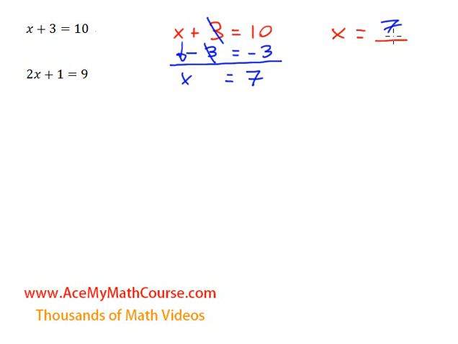If we wanted to check, I can plug the 7 back in for x. 7 plus 3 is 10. 10 equals 10, so we're right. That is the correct answer.